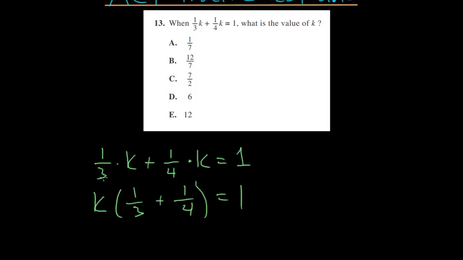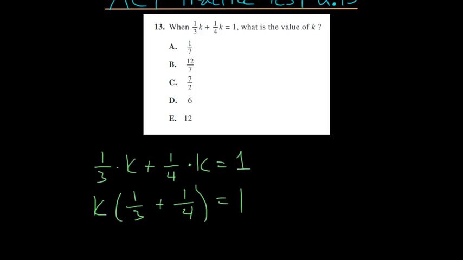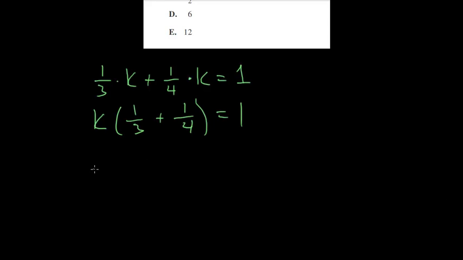And the common denominator of 1/3 and 1/4 would be 12. So if you multiply each side of this by 12, you can cancel out these fractions in one step. But for now, let's just use this first method, where we just need to add fractions at this point. So we need to give them a common denominator, which we already determined was 12.